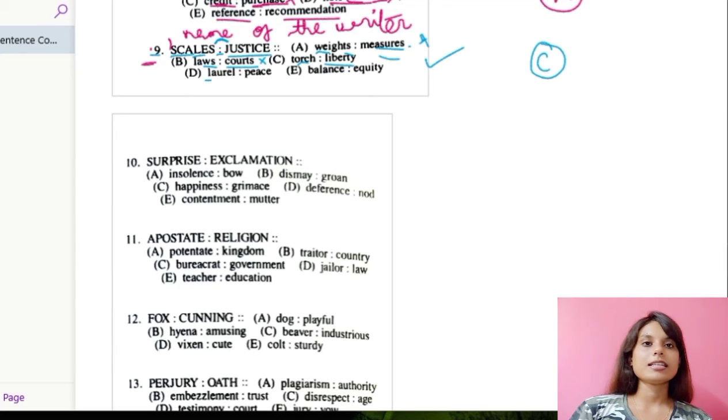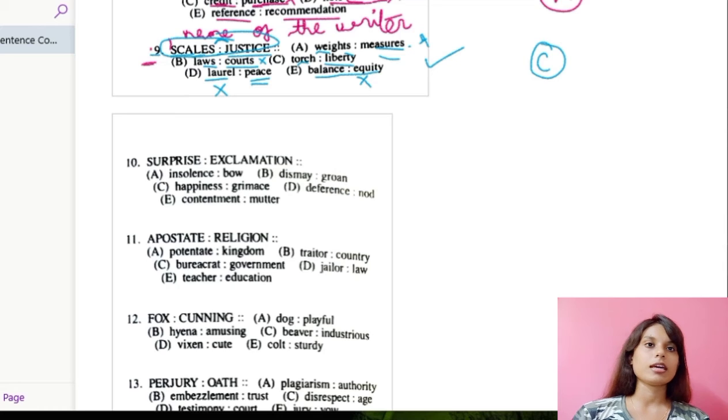Number D says laurel and peace. Now laurel means bestow an award or praise someone in recognition of an achievement, and peace means there's calm, tranquility. No, we cannot say this is going with the question. Let us see the last option, balance and equity. Balance obviously means the correct balance and all, and equity means equal. So both are referring to the same thing, so we won't be considering this. So number C would definitely go with the question which is provided, that is scales and justice.